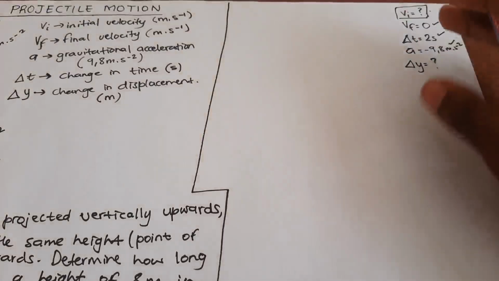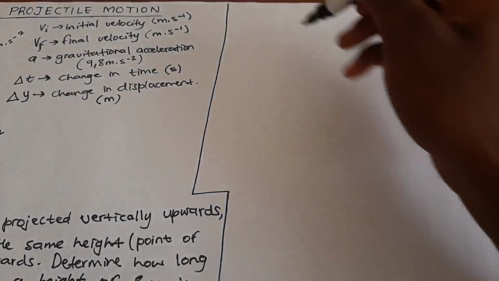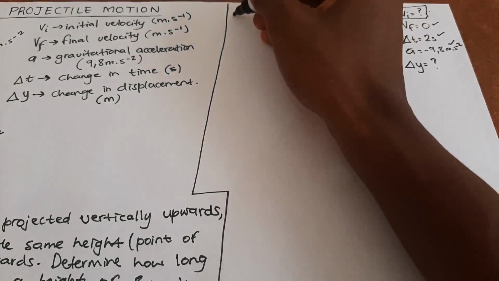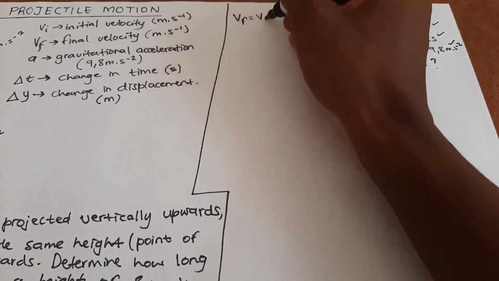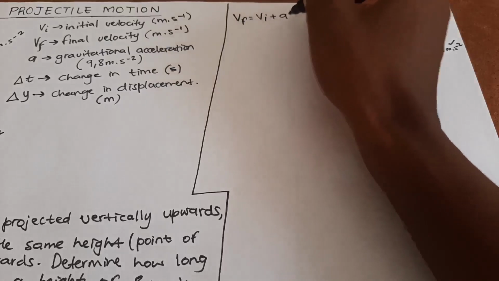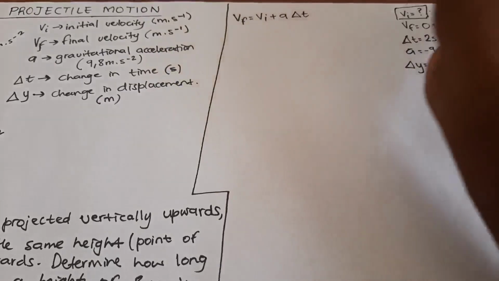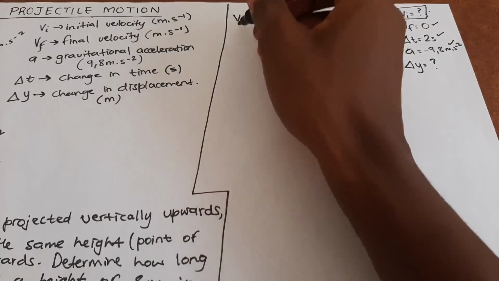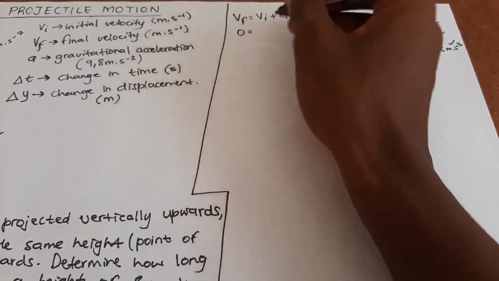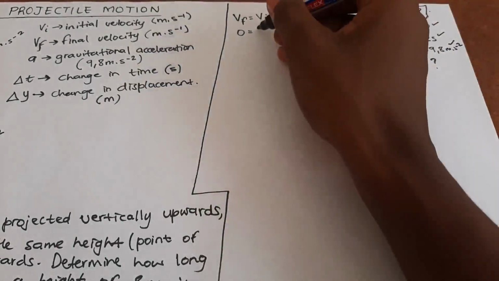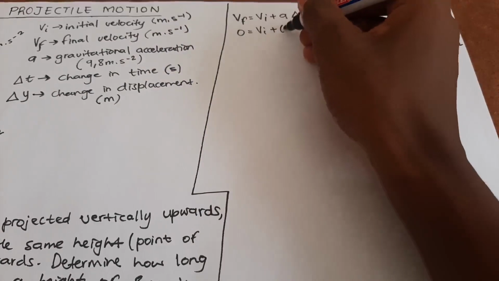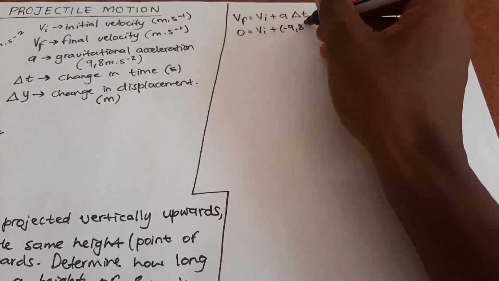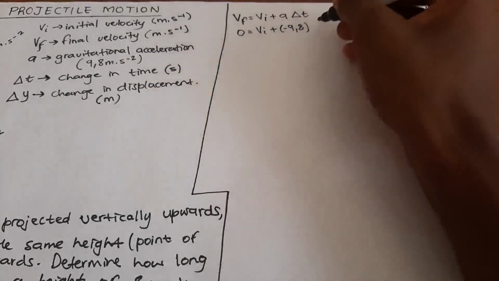So this means that we will use this equation of motion: final velocity equals initial velocity plus acceleration times change in time. What's our final velocity? It is equal to 0. What's the initial velocity? We don't know, we're looking for it. What's the acceleration? It's negative 9.8. What's the change in time? Change in time is 2 seconds.